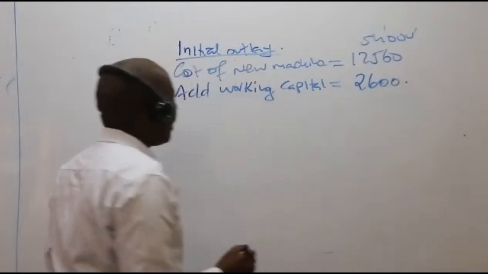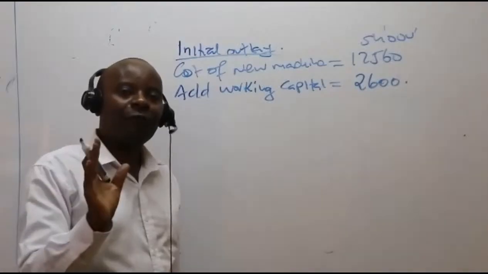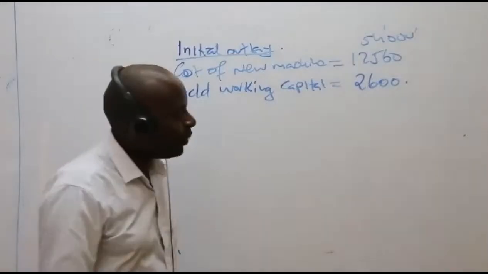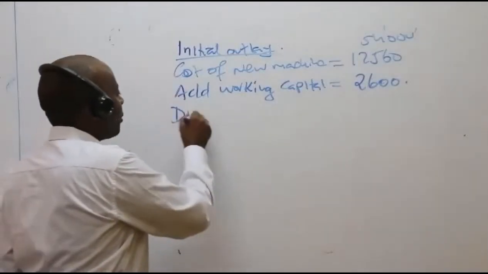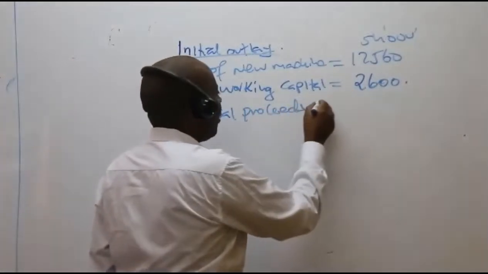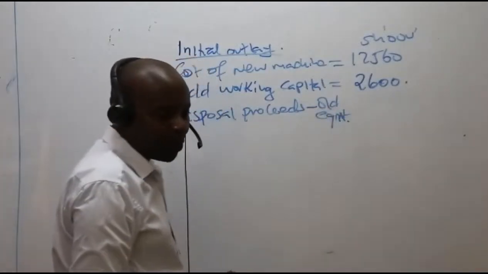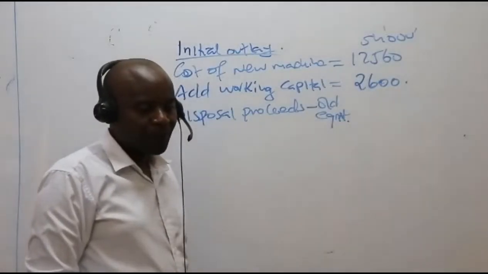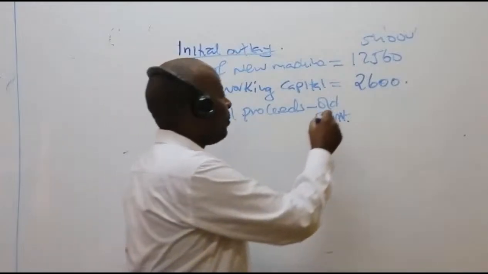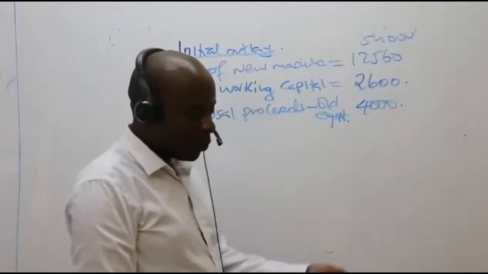Now, ladies and gentlemen, remember initially, should we decide to replace this machine today, we are going to get some relief. We're going to get some money out of selling our old equipment. So in this case, come and give us disposal proceeds. Old equipment. Is there anybody who is able to see the disposal proceeds of the old equipment? Old equipment disposal proceeds is how much? 4,000. Okay, let me stop recording a little bit.